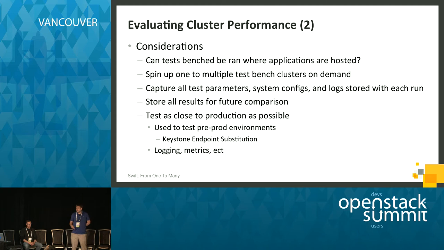And it's also important to store all the results, the configurations, and everything, so you can fully audit, so if an anomaly happens, you can understand exactly why this happened. And we make sure that every time we test, we test as close to production as possible. We use our production automation. We go against our production Keystone. We wrote a small service to do an endpoint substitution between Keystone to use the same service, so enabling the same logging and metering.